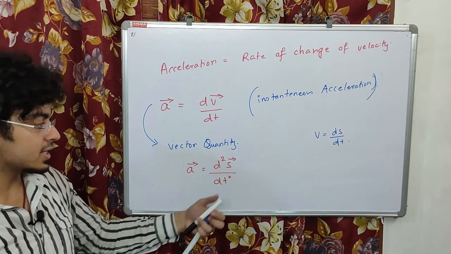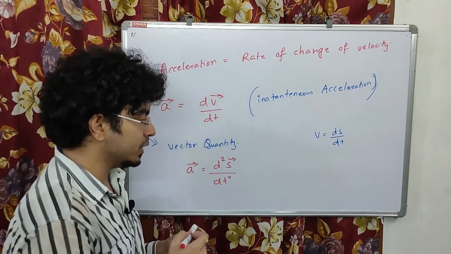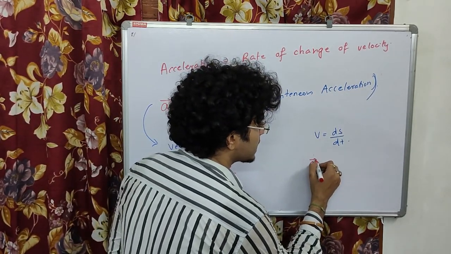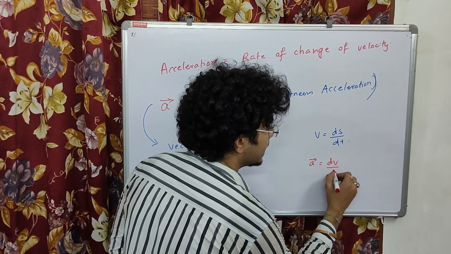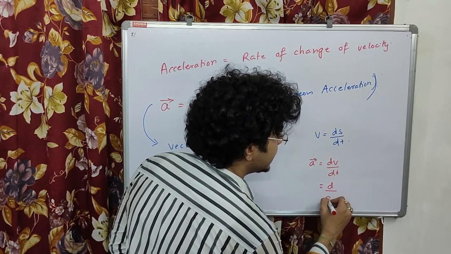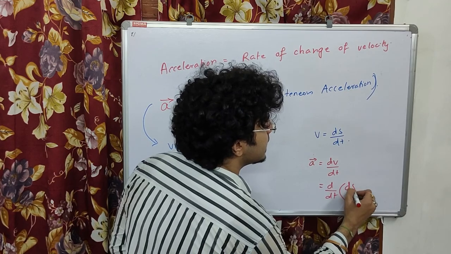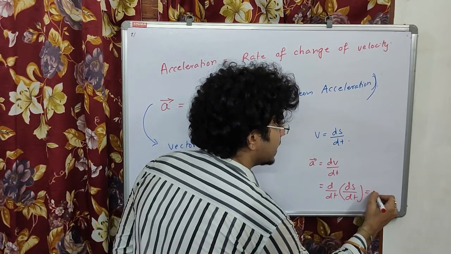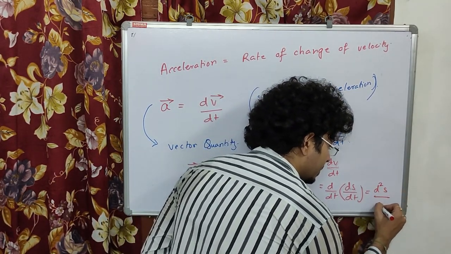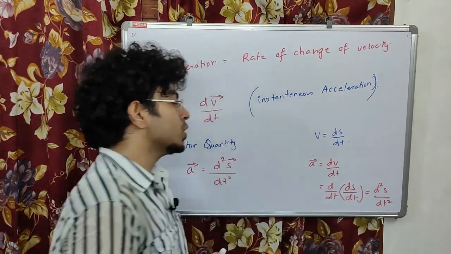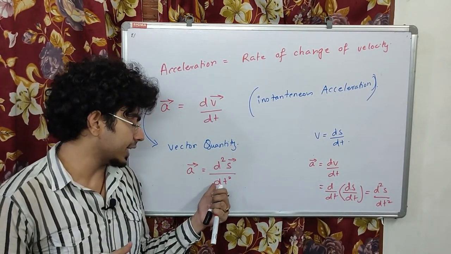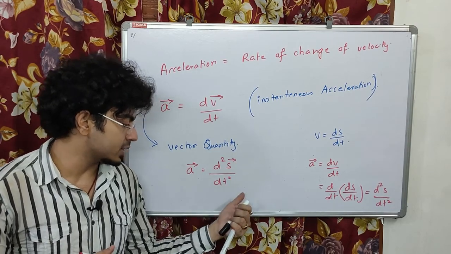s with respect to t. How has it come? Let me explain it like this. See, acceleration was dv by dt. Now if you write d by dt of ds by dt, it comes out to be d2s by dt square. So this is how acceleration can also be written as d2s by dt square.